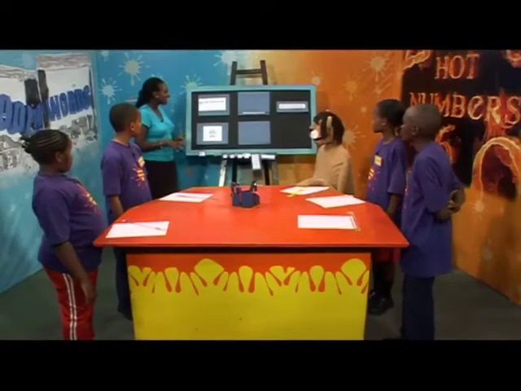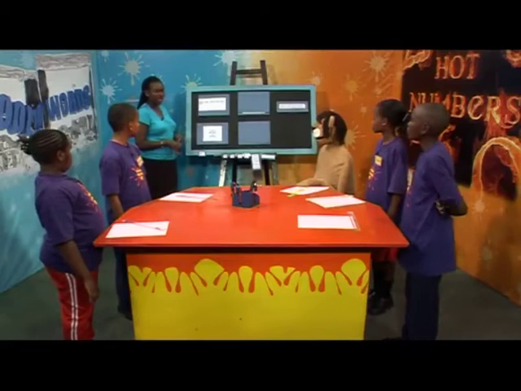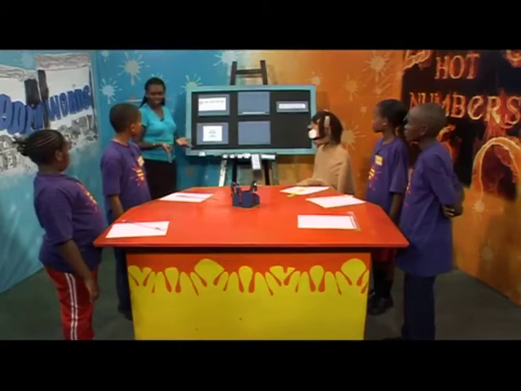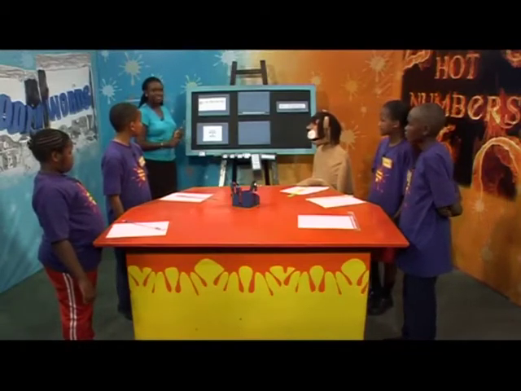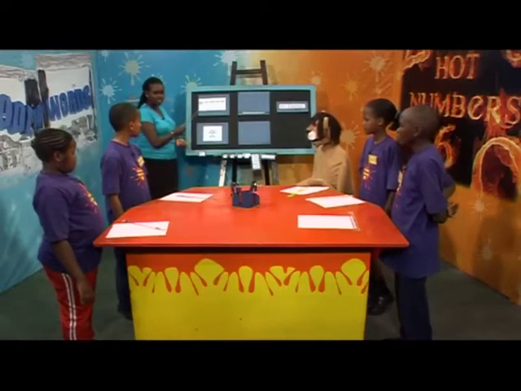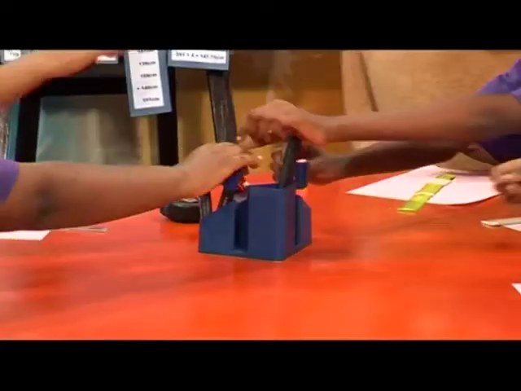Now, on the board here, I have a table with the type of books that we have in our library. The first thing we need to do is find the total number of books in our library. So on your working sheets, try and find the total number of these books. So pick your pencils.